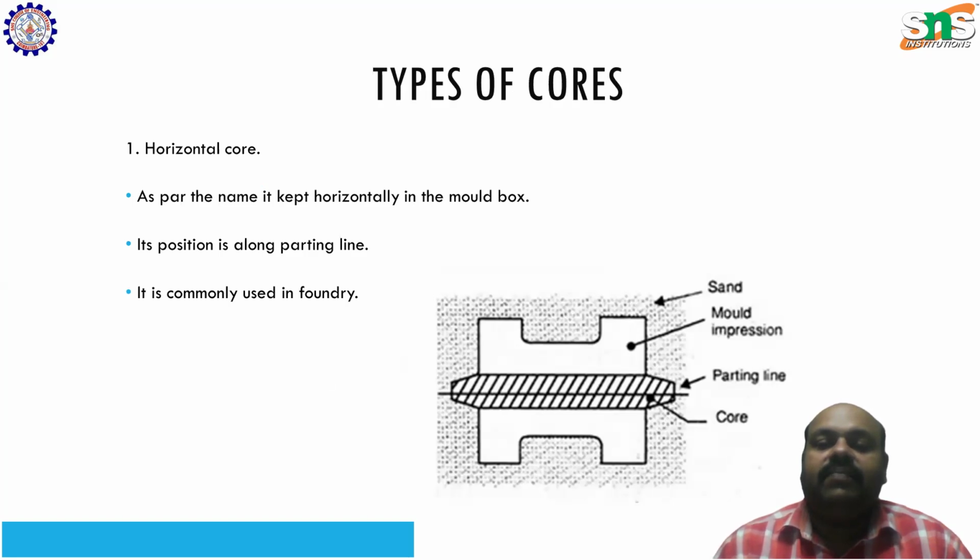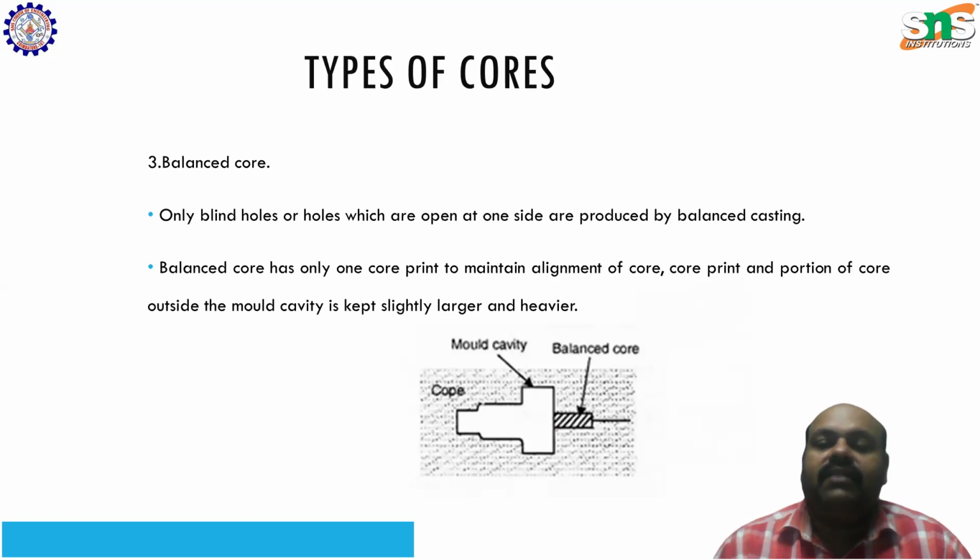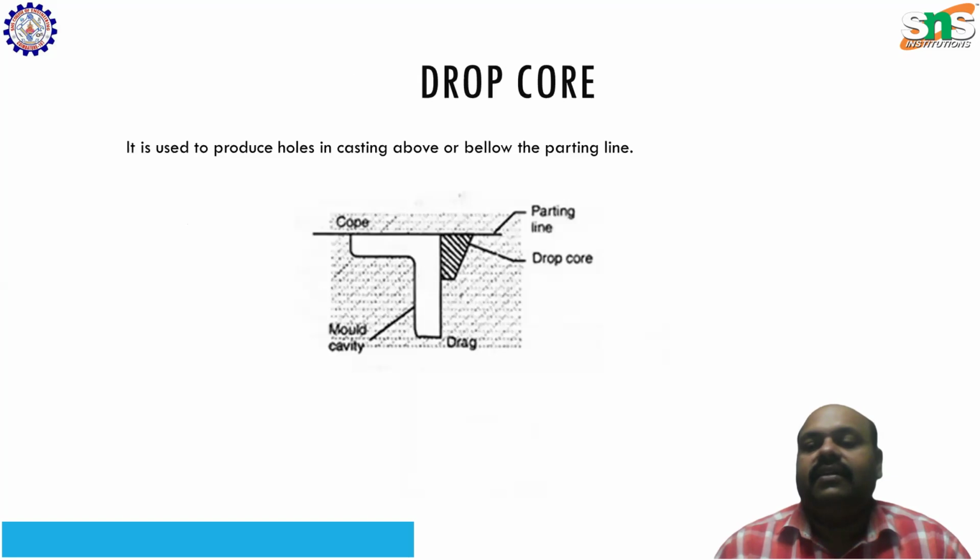When the axis of the core along the parting line is parallel to the cope or drag box, we call it horizontal core. And when it is perpendicular to the cope and drag box, we call it vertical core. And we have other two cores, that is balanced core for producing blind holes, as we explained, for an Allen key or Allen screw to be fastened, right? Then we have lastly drop core. So this is all about core.